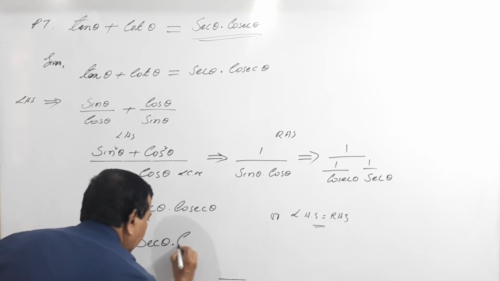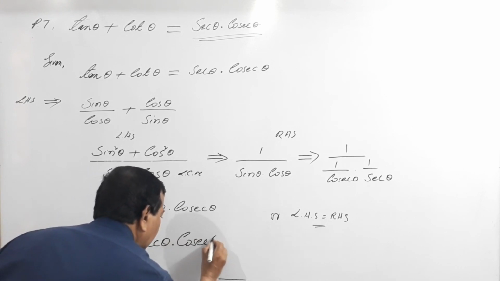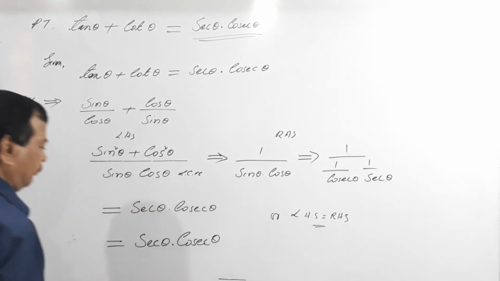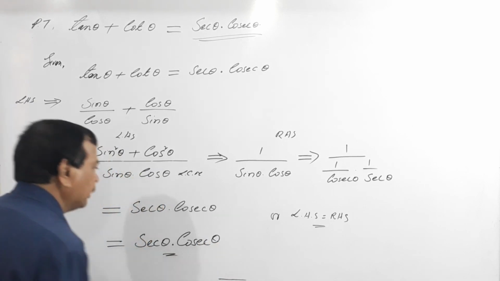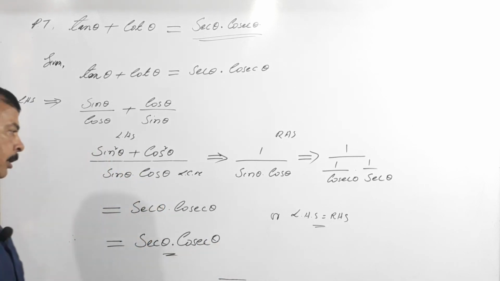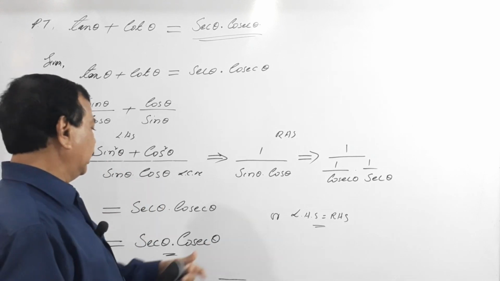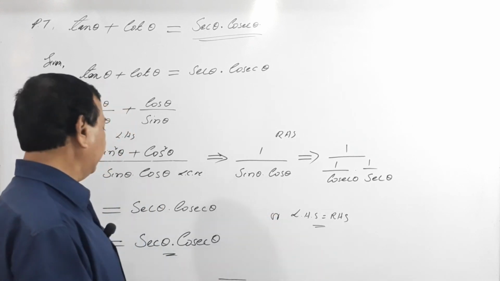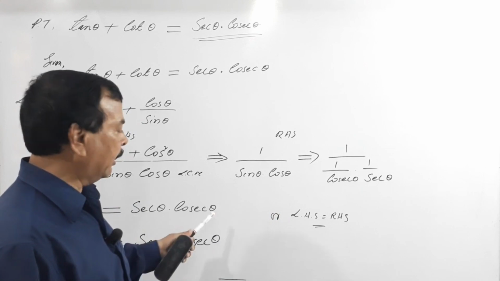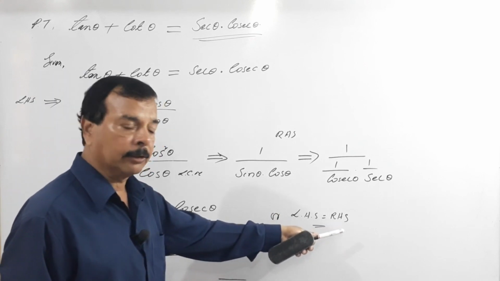Secant theta into cosecant theta. This is your answer. So you can write either left hand side equals right hand side, or right hand side equals to left hand side, LHS equals RHS.